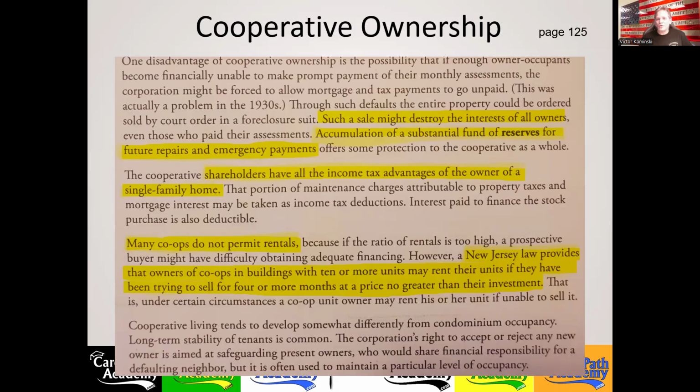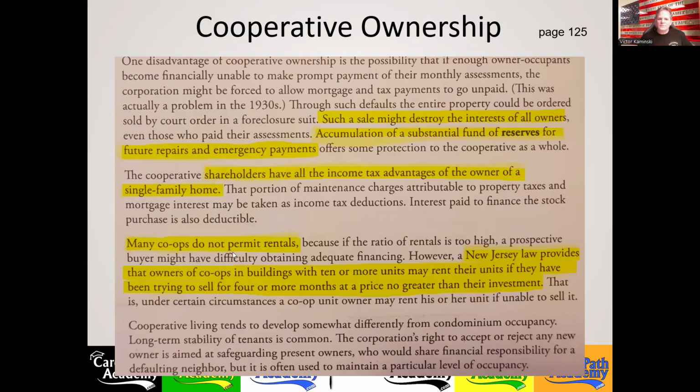You can't make such promises because you don't own the real estate. You own stock in the corporation that owns the real estate, and they gave you a proprietary lease. So you're going to either need cash or a personal loan to buy in a co-op. It's not a mortgage loan because it's not real estate.